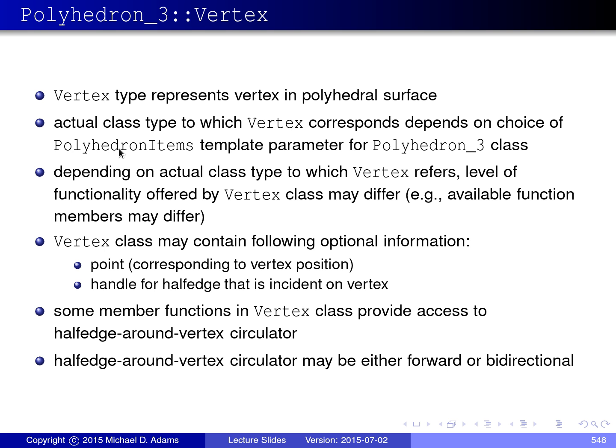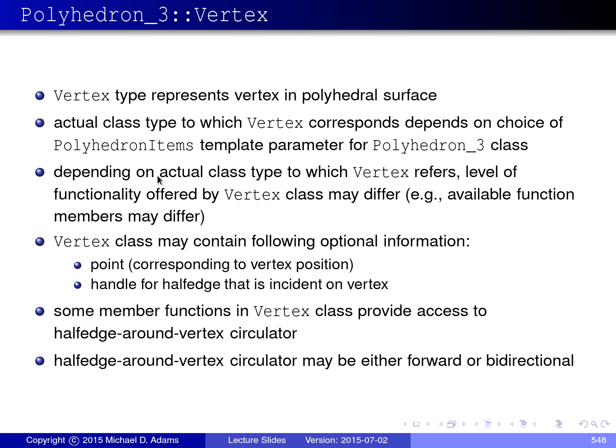Earlier when we talked about the polyhedron 3 class, if you recall, there was a template parameter called polyhedron items. And essentially what this template parameter does is it selects the specific type that's used to represent a vertex, a facet, and a half-edge in the mesh.